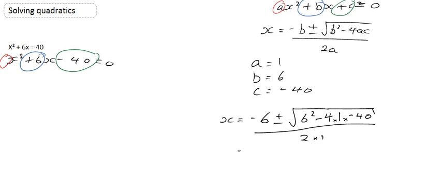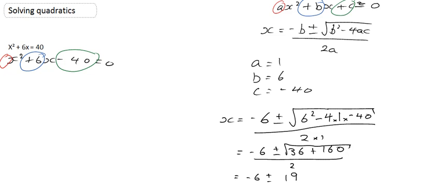So let's get that right. That's minus 6 plus or minus the square root of 36 plus 160, divided by 2. So that's minus 6 plus or minus the square root of 196, divided by 2.